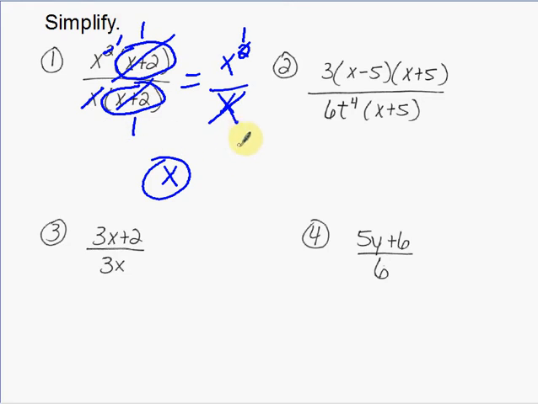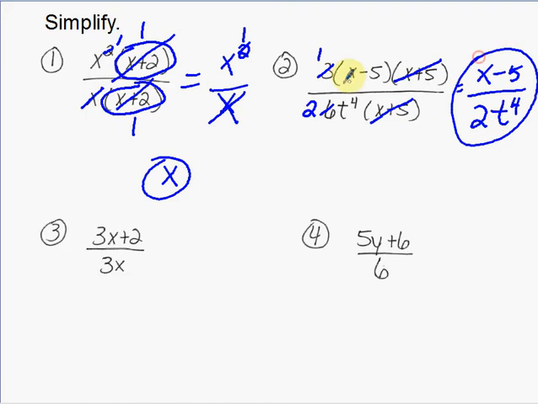Alright, let's look at number 2 here. I see that I have two quantities that I can get rid of, and I also see that I have this factor right here, this 3 and this 6, and I can reduce that 3 over 6 and make it 1/2. So my answer to this problem is going to be the quantity x minus 5. I multiplied it by that 1, but it gives me itself right back, over top of 2 t to the 4th would be my answer.